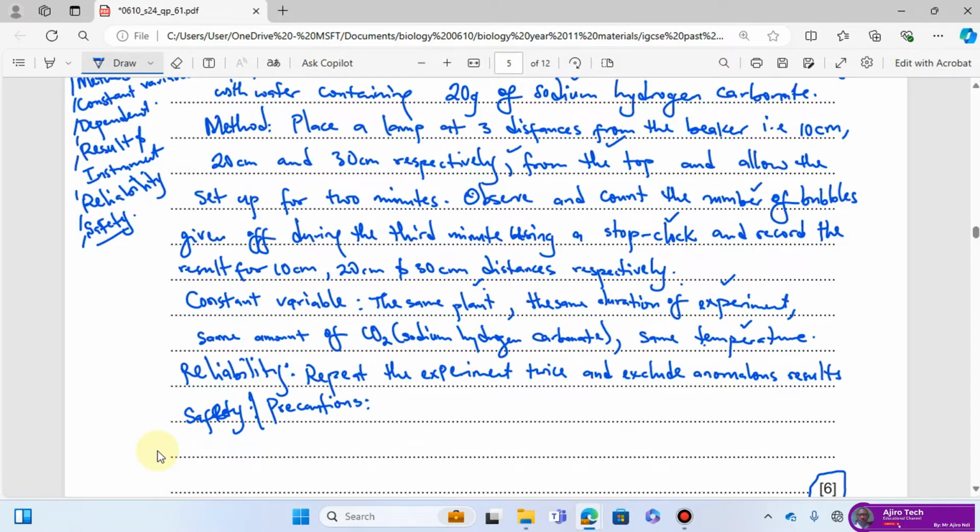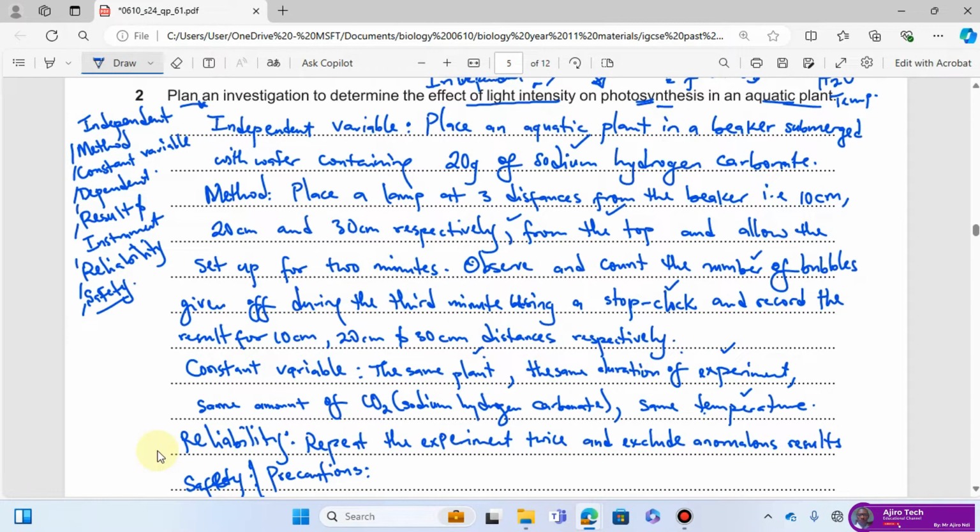So like I told you, you have to follow the process of answering information. Take note of your independent variable, take note of the dependent variable, what you are going to measure. We are measuring the number of bubbles. You take note of the instrument you use to measure it, which is the stop clock. And the variables you keep the same: same amount of your source of carbon dioxide, which is sodium hydrogen carbonate, same temperature, same type of plant or age of plant, and duration of experiment will be the same. These are the essentials for answering the paper.